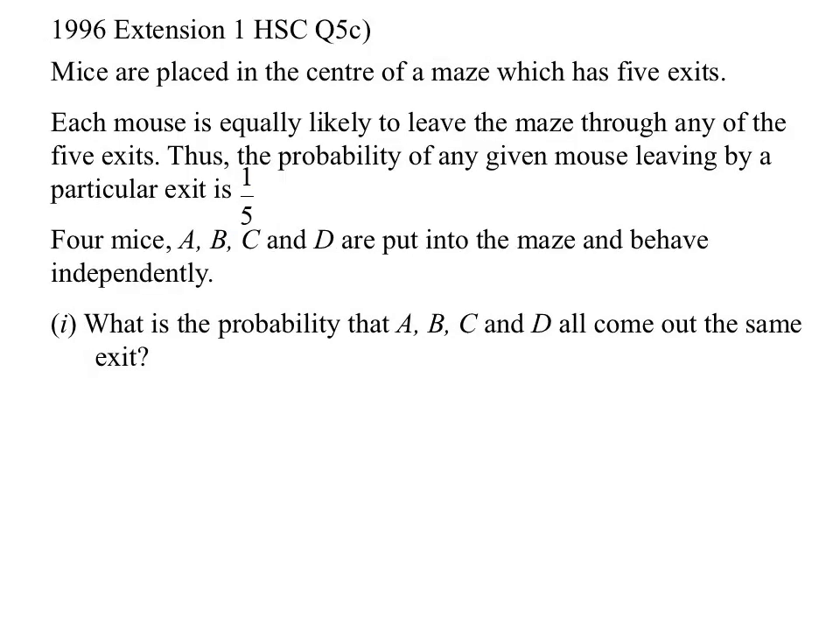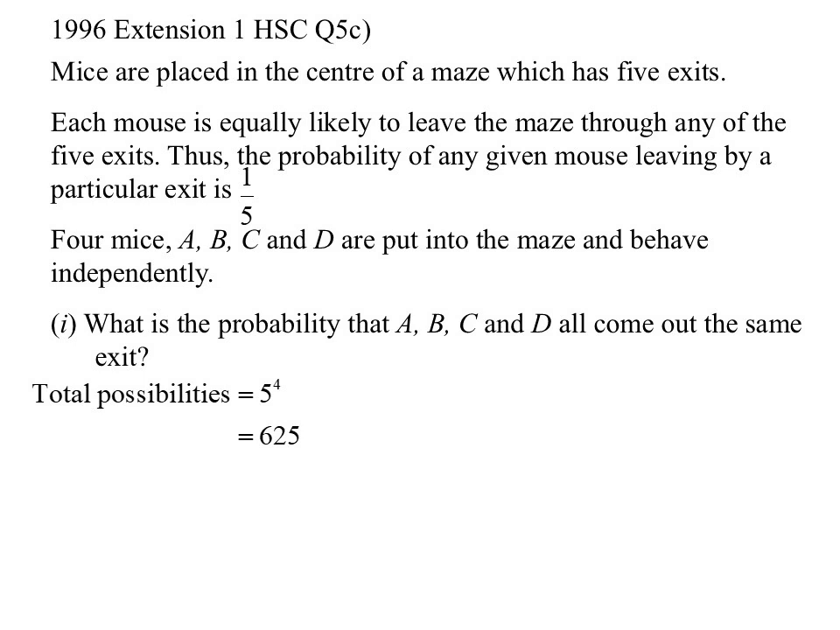Here's an older HSC question now. Mice are placed in a maze. It has 5 exits. Each mouse is equally likely to leave the maze through any of those 5 exits. And to help us out, they've told us, thus the probability of any given mouse leaving by a particular exit would then be 1 in 5. 4 mice, A, B, C and D, are put into this maze and they behave independently of each other. What's the probability that A, B, C and D all come out the same exit?